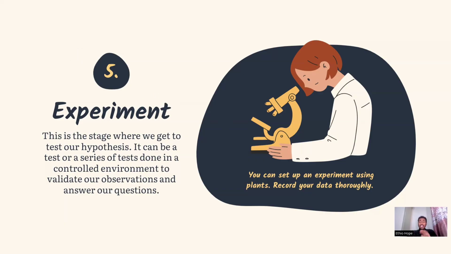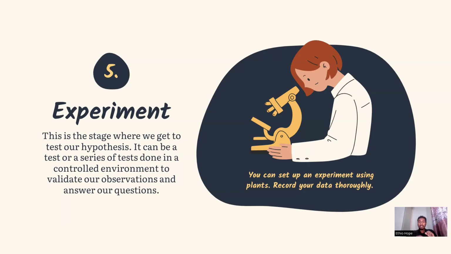A good experiment has three important parts, okay? The first one, independent variable. The second one, dependent variable. The third one, controlled variable. So let's see what each one means. The independent variable is the factor we change, okay? The factor that we change when we do our experiment.